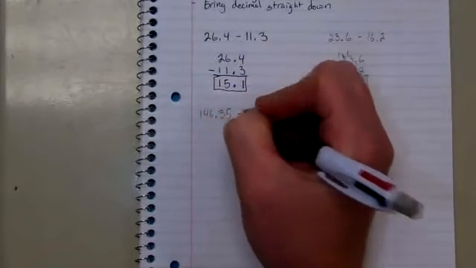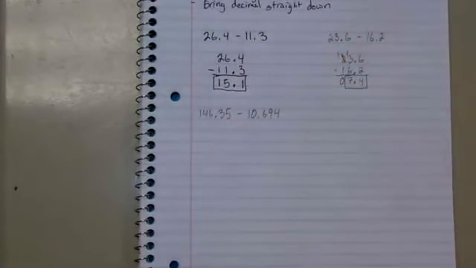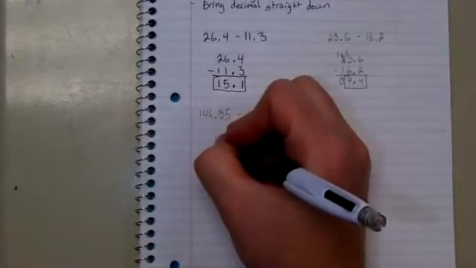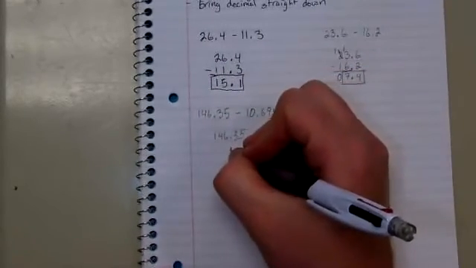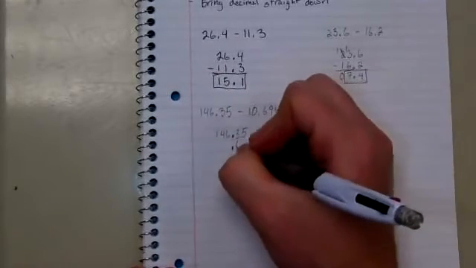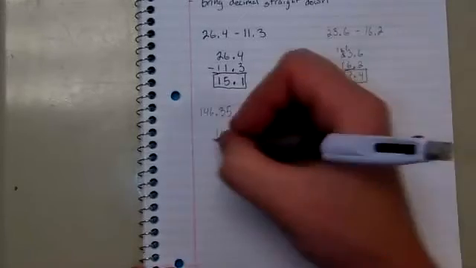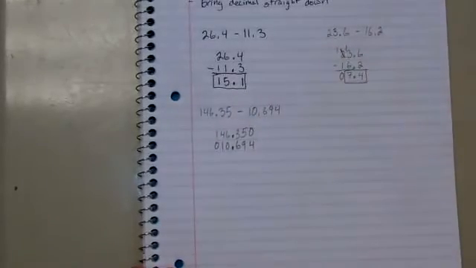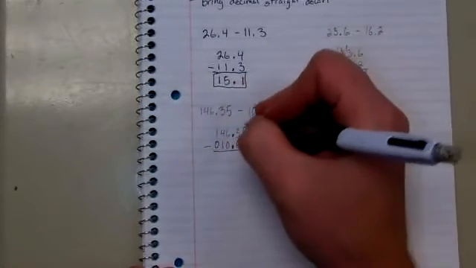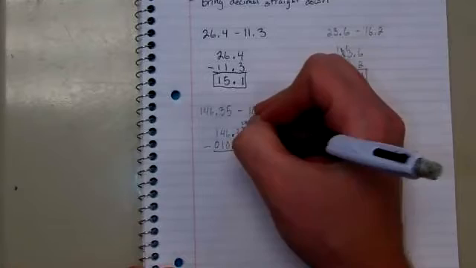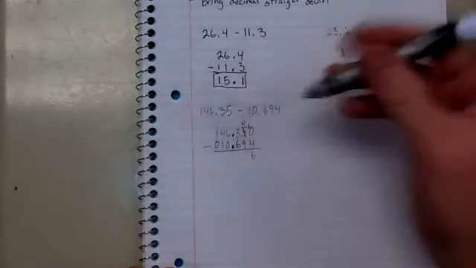146.35 minus 10.694. Write out our first number, 146.35. Put our decimal of our second number, line them up. We have a 6, a 9, and a 4. We have a 0 and a 1. Fill in our blanks. And we subtract. Well, we can't take 4 from 0, so we have to borrow from the 5. 5 turns into a 4. 0 turns into a 10. 10 minus 4 is 6.